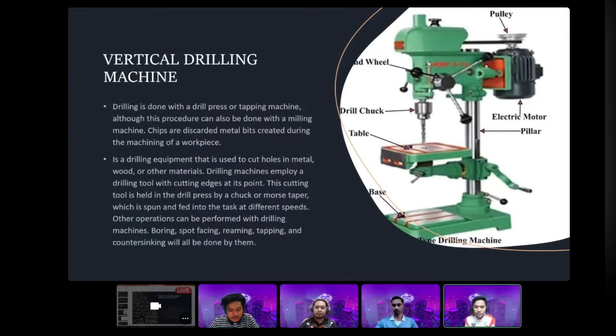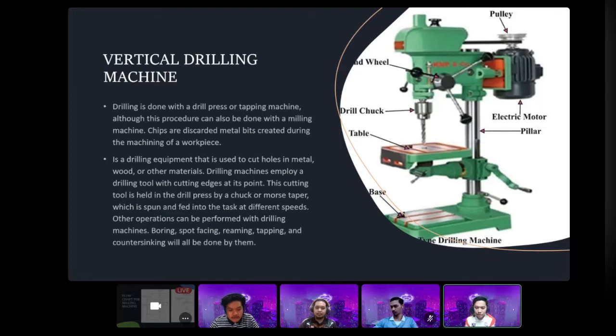For a vertical drilling machine, drilling is done with a drill press or tapping machine. This procedure can also be done with a milling machine. Chips are discarded metal bits created during the machining of a workpiece. It is drilling equipment used to cut holes in metal, wood, or other material. Drilling machines employ a drilling tool with a cutting edge at its point. This cutting tool is held in the drill press by a chuck or morse taper, which is spun and fed into the work at different speeds.